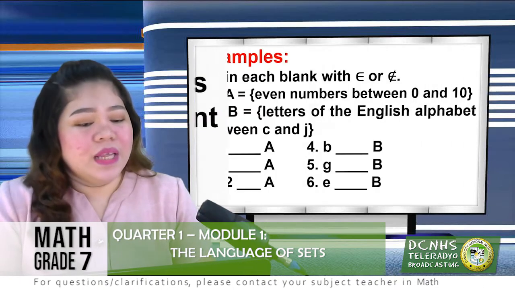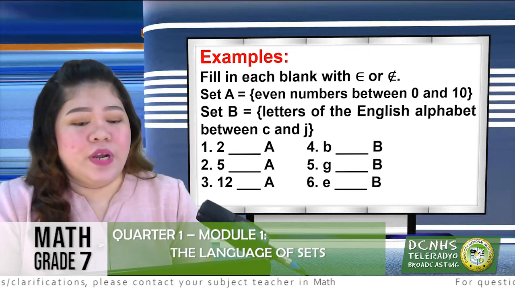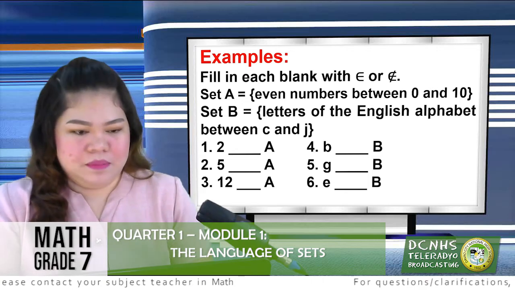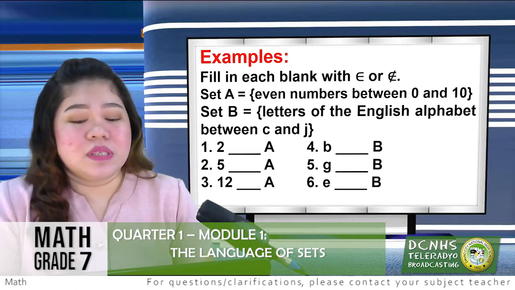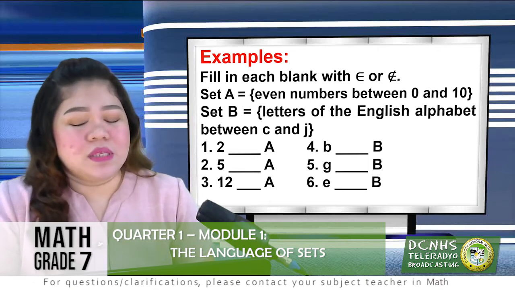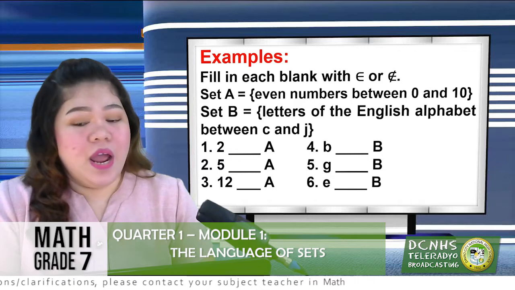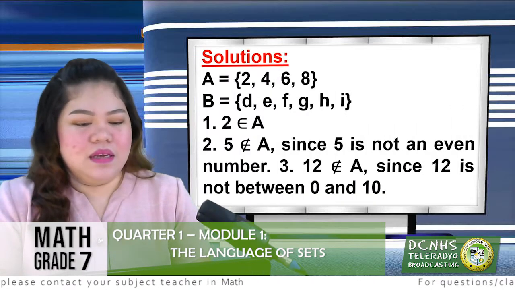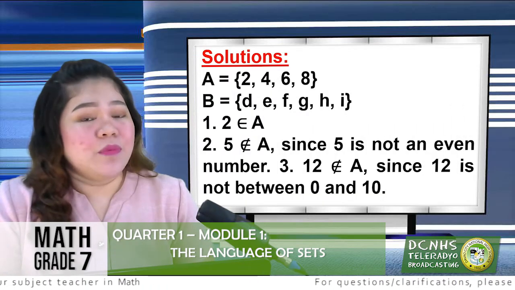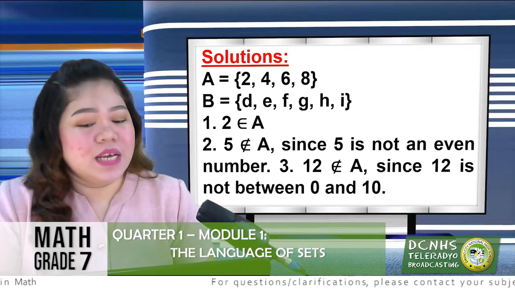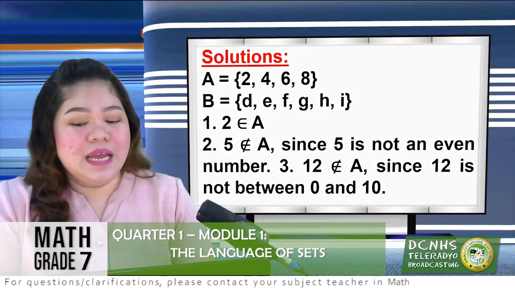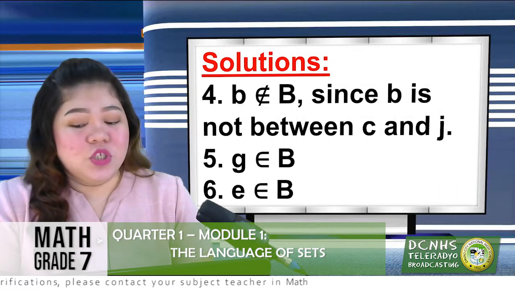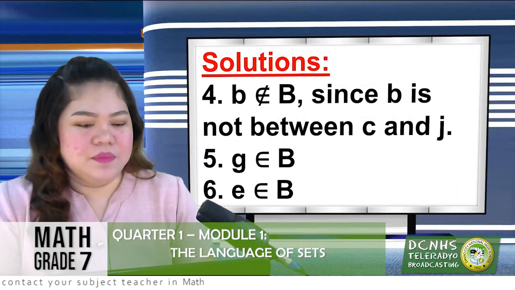Example: fill in each blank with the symbol used for an element or not an element. For set A, we have the set of even numbers between 0 and 10, so the elements are 2, 4, 6, 8. And set B, with the elements of letters of the English alphabet between C and J, so the elements here are D, E, F, G, H, I.